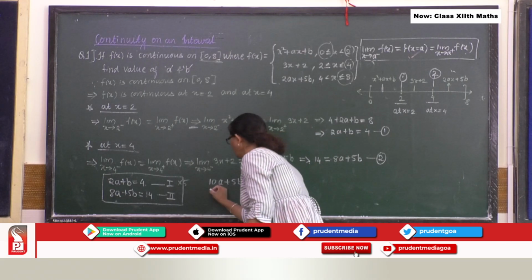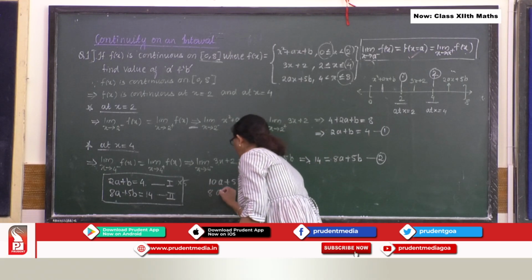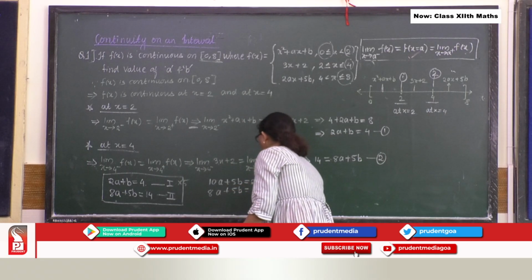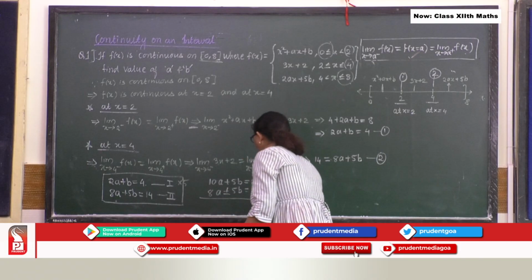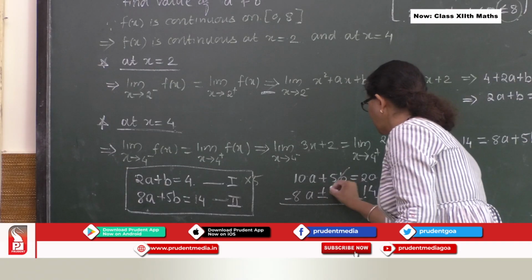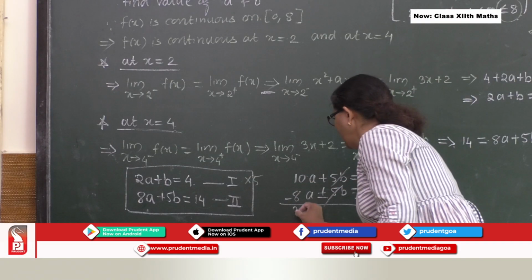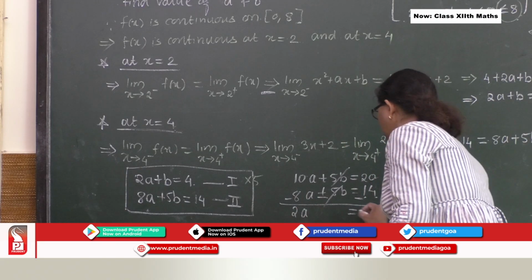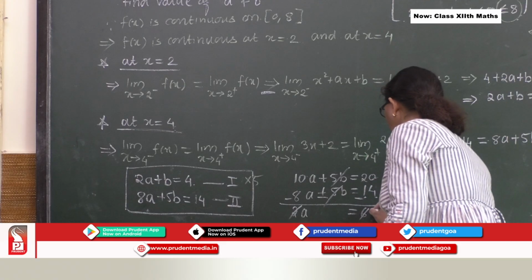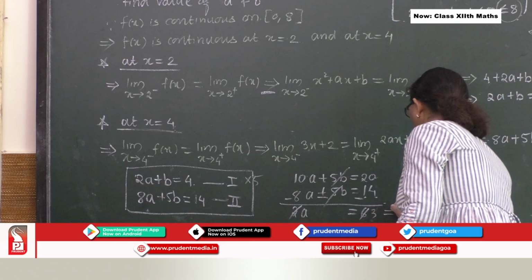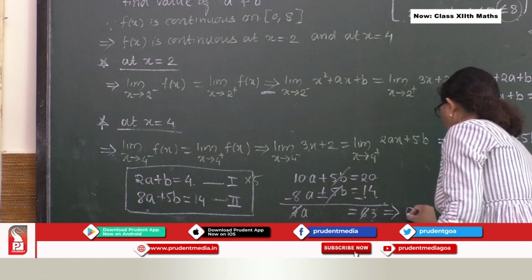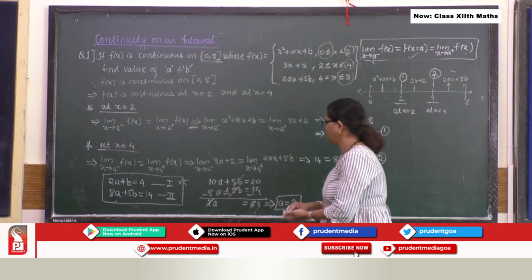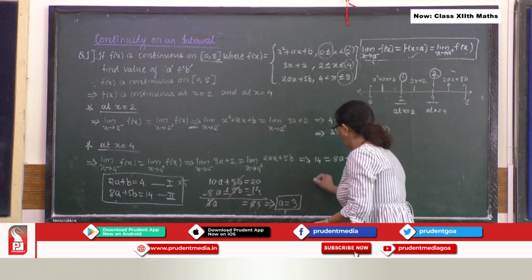So here I'll write 8a as it is plus 5b, which is equal to 14. I will change sign throughout and this gets cancelled. So I will get 2a, which is equal to 6. So 2 3s are 6. So over here I get a equals 3. Done.